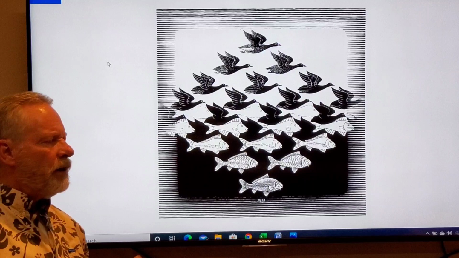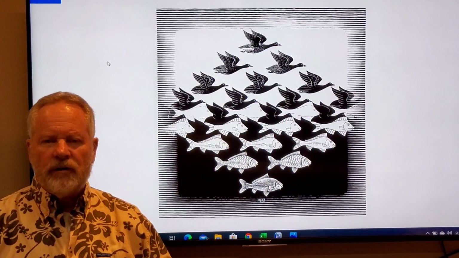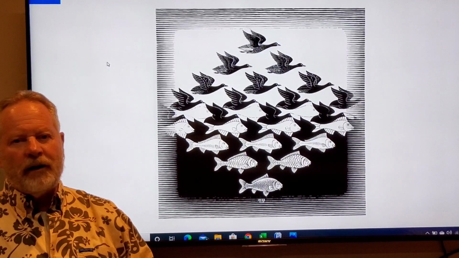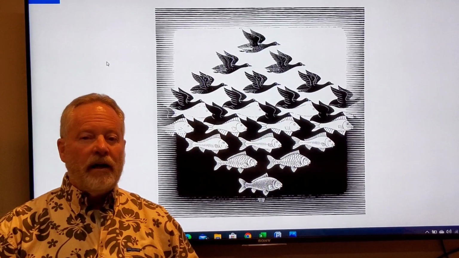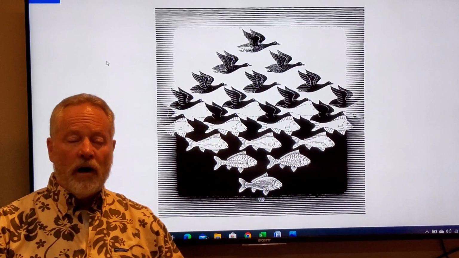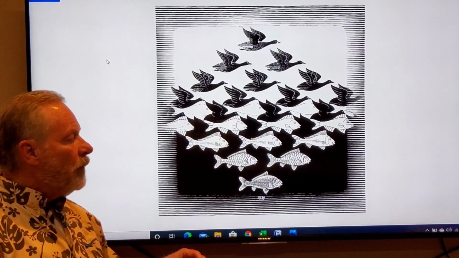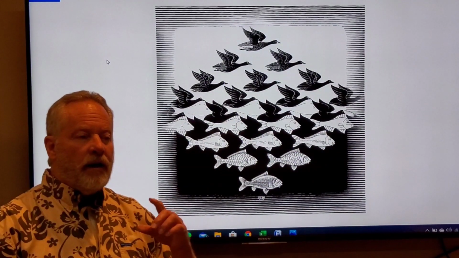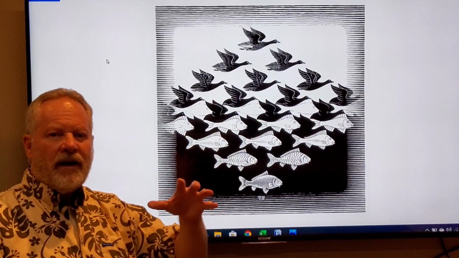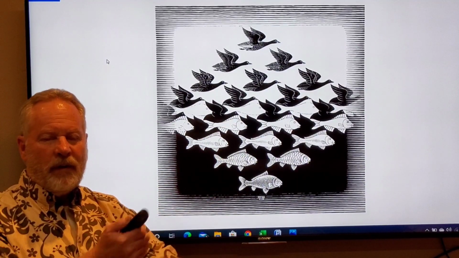M.C. Escher would do, now he was quite an interesting man. He was Dutch, he was an architect, he was a mathematician, and he did a lot of drawings and things. He started becoming a very well-known printmaker. But what he would do was he would bring positive space in and negative space in and mingle them.